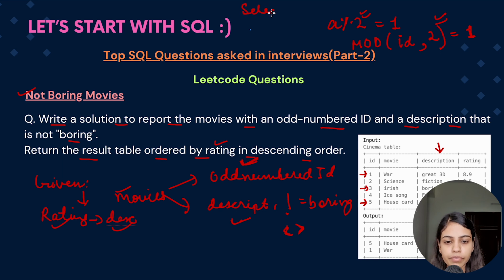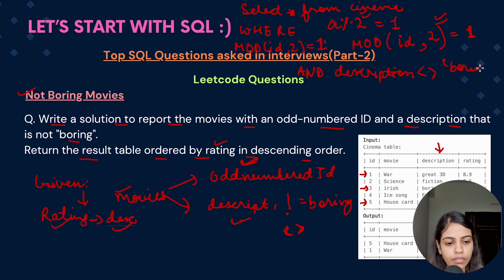So we'll give select and then star, because we want all the details present in the input table. Then we will give from, and then cinema, and then we will give the condition where. The first condition is mod of id and 2 is equal to 1, and the second condition is and description is not equal to boring. And then we have to order the result, so we'll be using order by, and then we'll give the column name that is rating, and then the order that is descending.